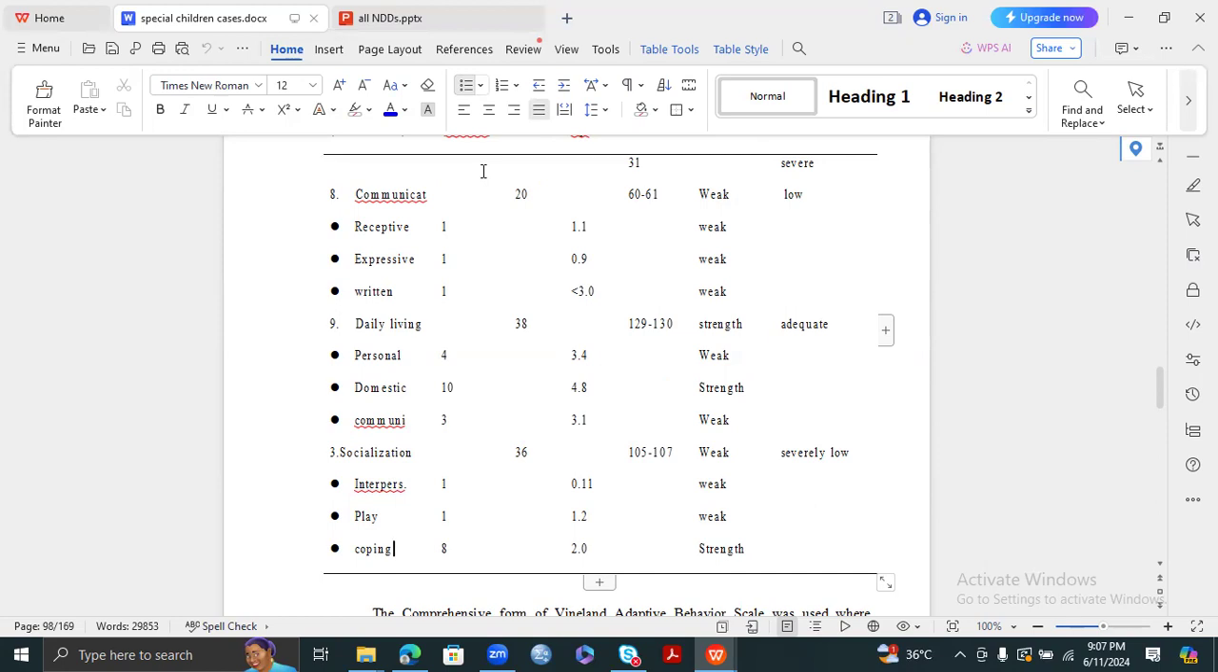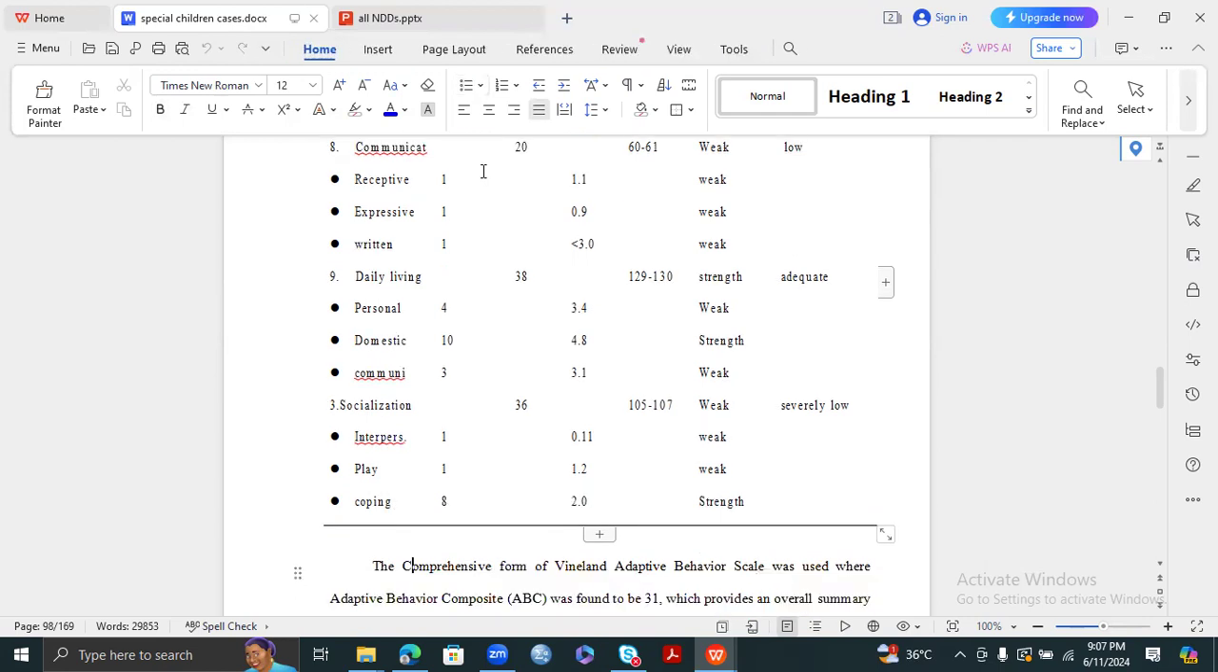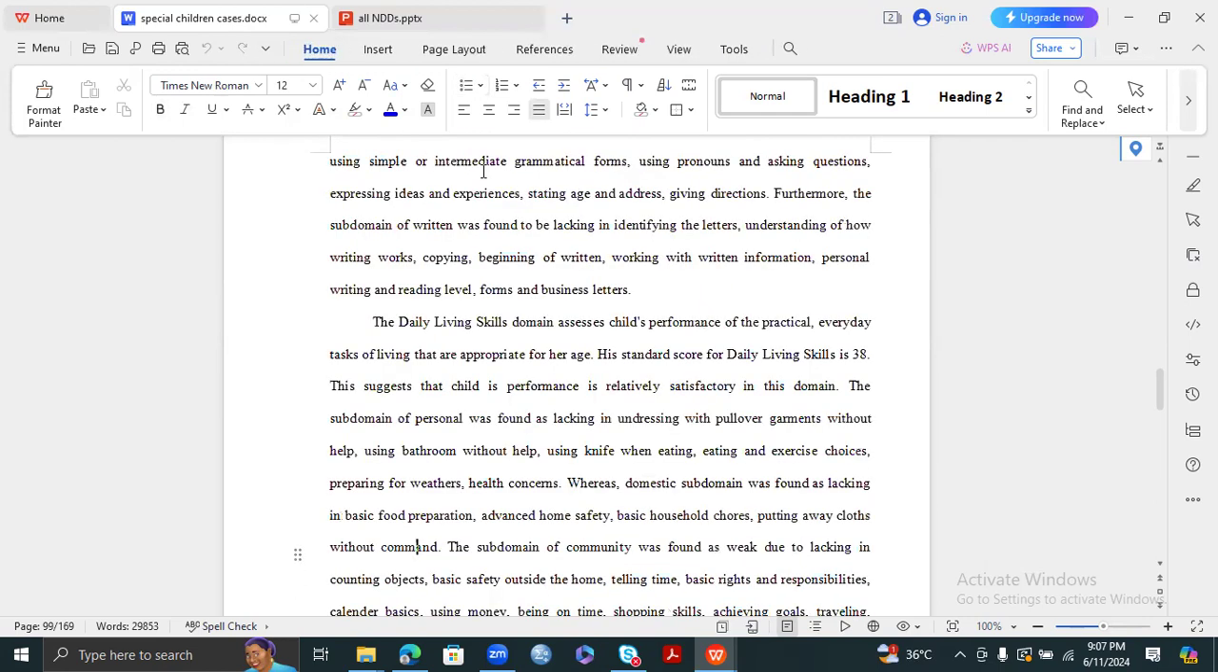Then, in the case of socialization, obviously, people can't afford the running motor all the time. They can't actually prefer the people on the go. So that can be the reason for the severely low score in the case of socialization. All right.